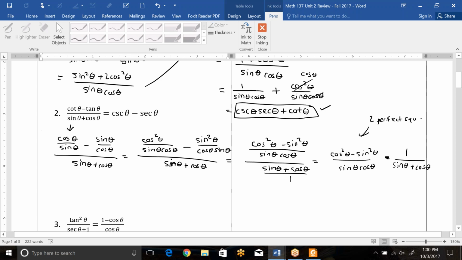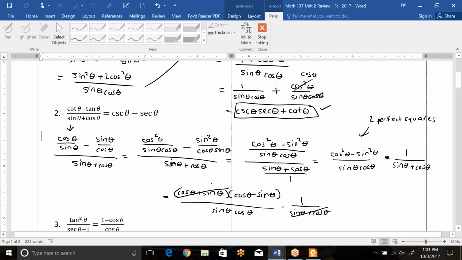You've got an x squared and a y squared, so we can factor that top. That would be cosine theta plus sine theta times cosine theta minus sine theta on the top, over sine cosine, times 1 over sine theta plus cosine theta. The sine and cosine theta added together match that one, just written in a different order. So this ends up being just cosine theta minus sine theta over sine theta cosine theta.